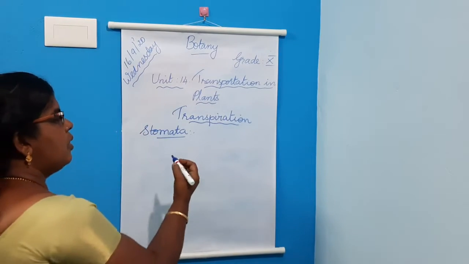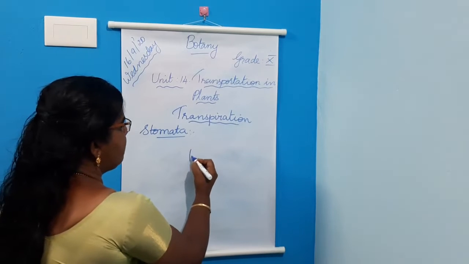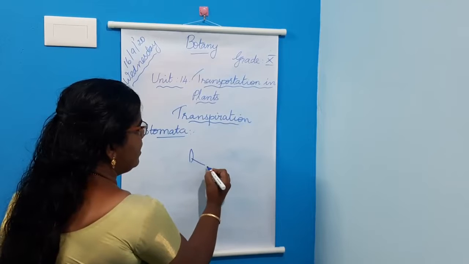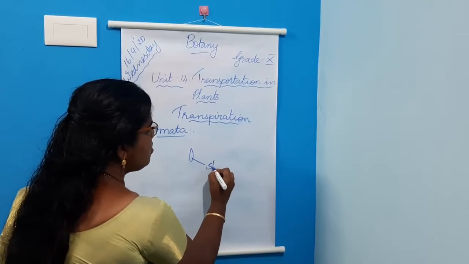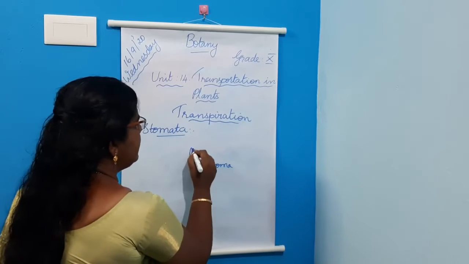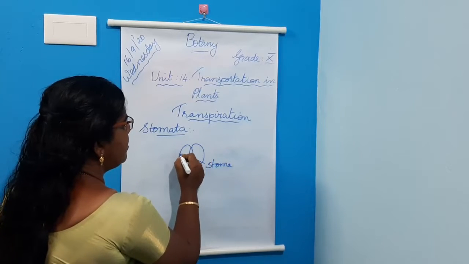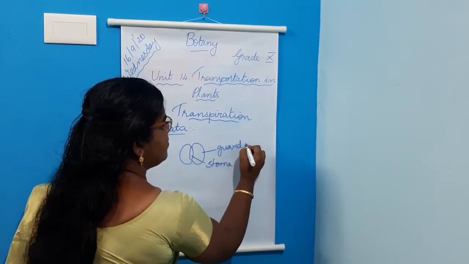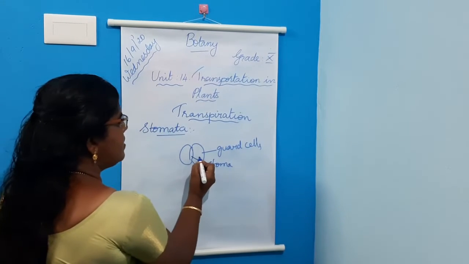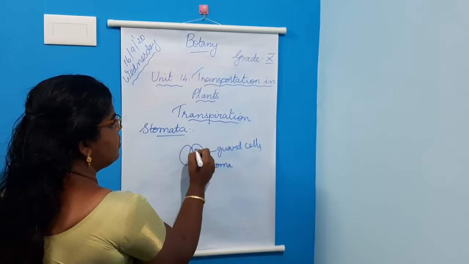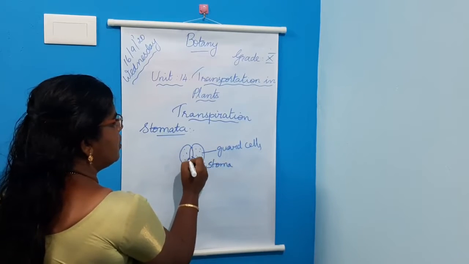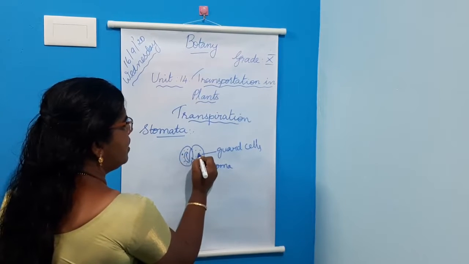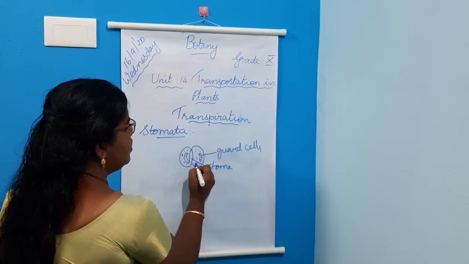Listen, now you have to know the structure of stomata. Each stomata is having an opening called stoma, and it is surrounded by guard cells. These guard cells contain cytoplasm, chloroplast, vacuole, and nucleus.